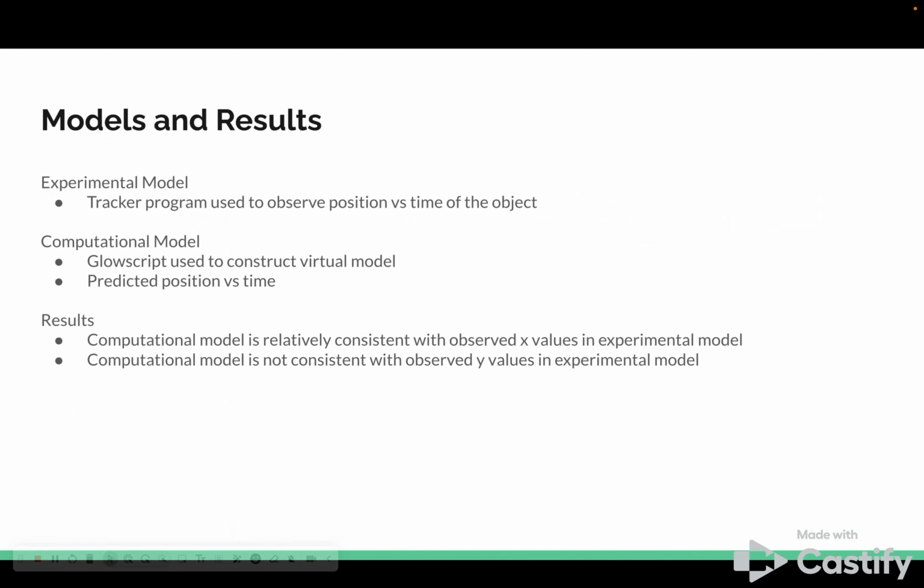Some models and results. The experimental model used was the tracker program, and it was used to observe position versus time of the object. Our computational model, GlowScript, was used to construct a virtual model, and it predicted the position versus the time. The results produced, the computational model is relatively consistent with observed x values in the experimental model, but it is not consistent with observed y values in the experimental model.